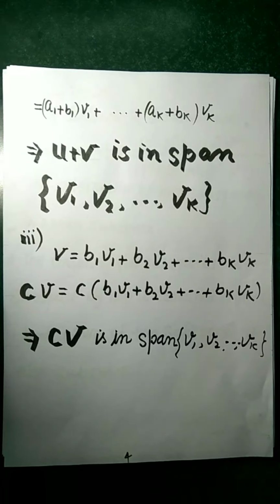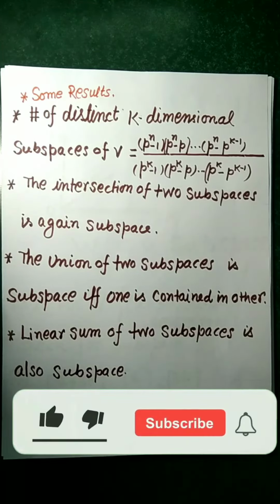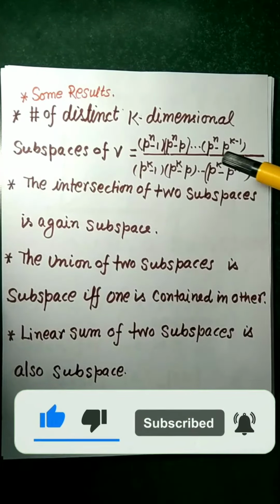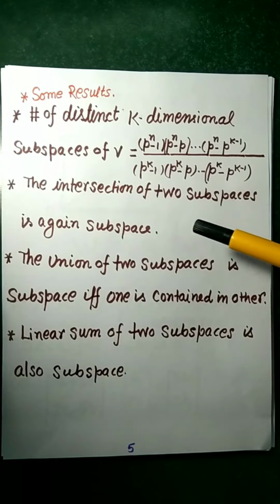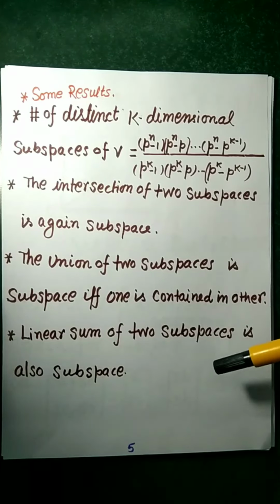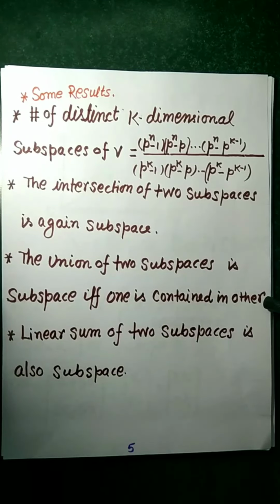Now these are some results we will use in solving numerical problems. The number of distinct k-dimensional subspaces of V equals this. The intersection of two subspaces is again a subspace. The union of two subspaces is a subspace if and only if one is contained in the other. The linear sum of two subspaces is also a subspace. These are some results we will use.